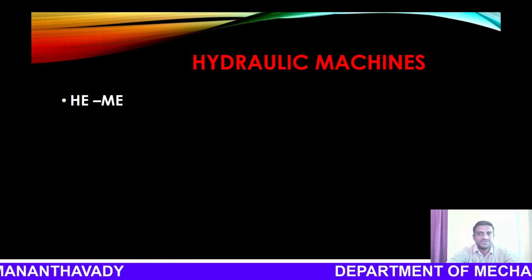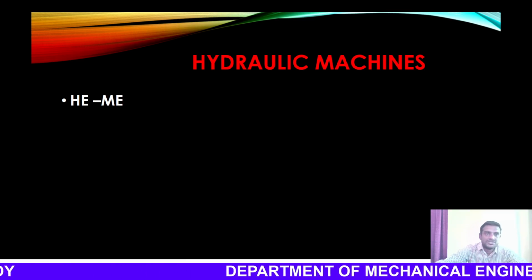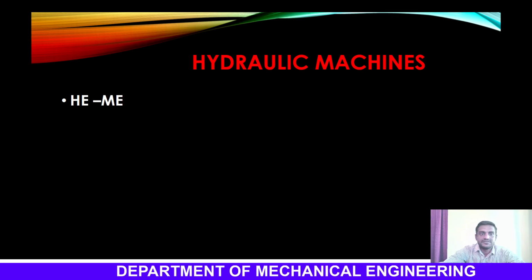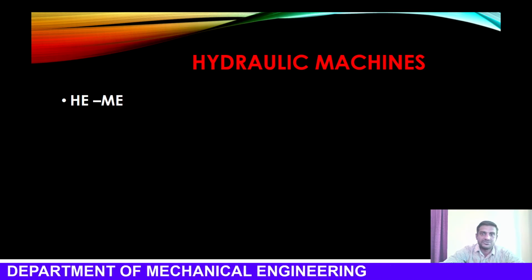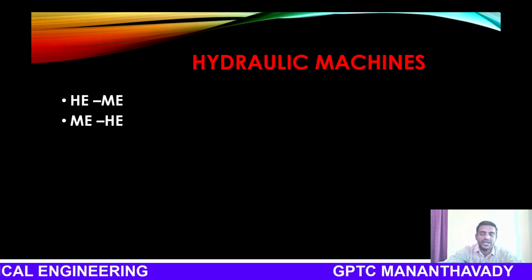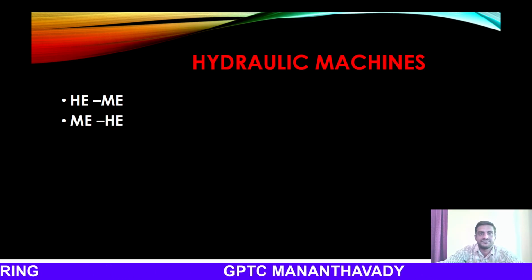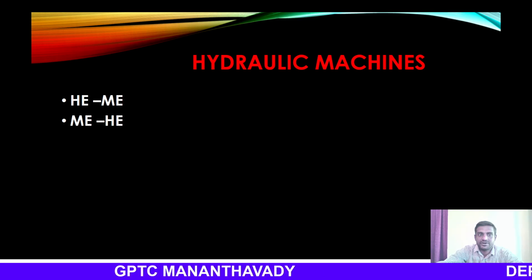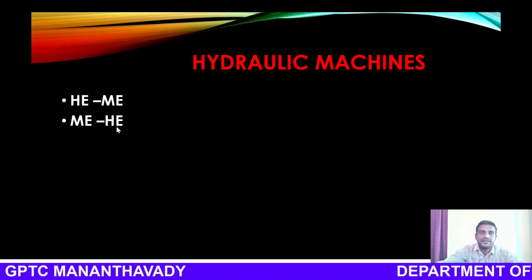So various terms we studied. Based on the energy conversion, we can classify the hydraulic machines. Hydraulic machines either convert hydraulic energy to mechanical energy, or mechanical energy to hydraulic energy. Mechanical energy means the shaft work output.